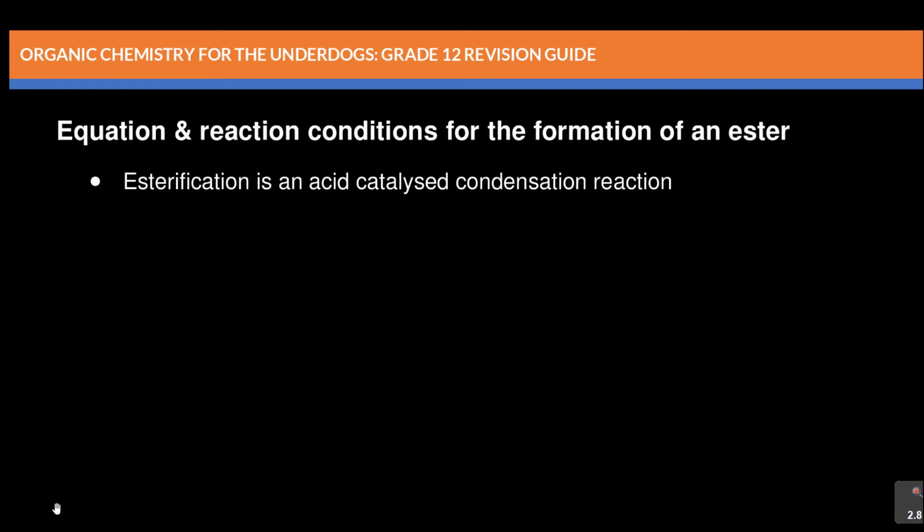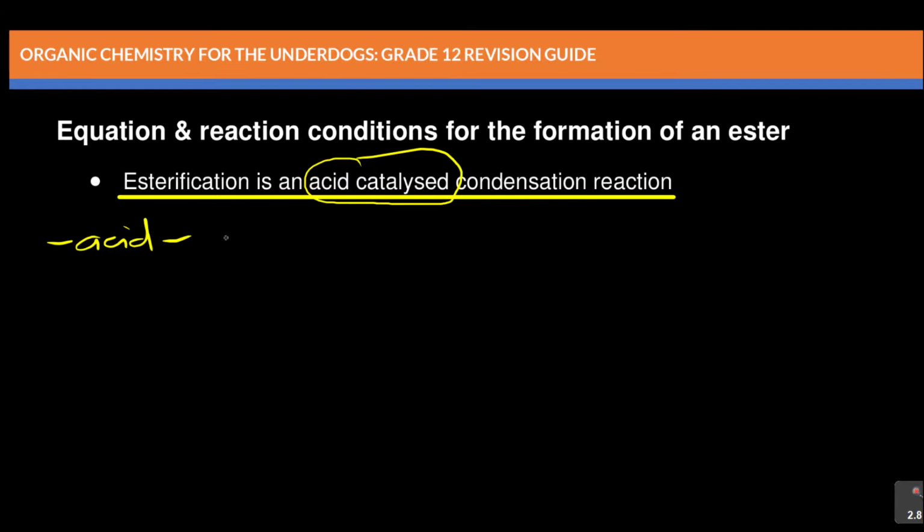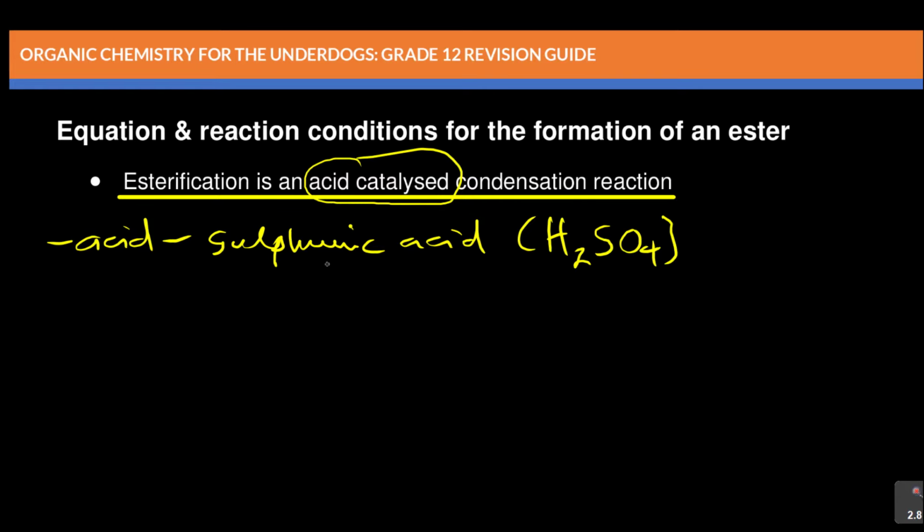Esterification is a what? Very important statement. Listen to this. Esterification, which is the process of forming an ester, is an acid catalyzed condensation reaction. Now what does this mean? Number one, what does acid catalyzed mean? To form an ester you need an acid, and the name of the acid is sulfuric acid, H2SO4. You need this acid so that the reaction can occur quicker.